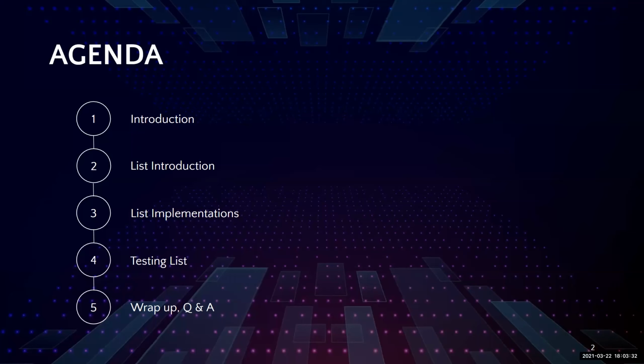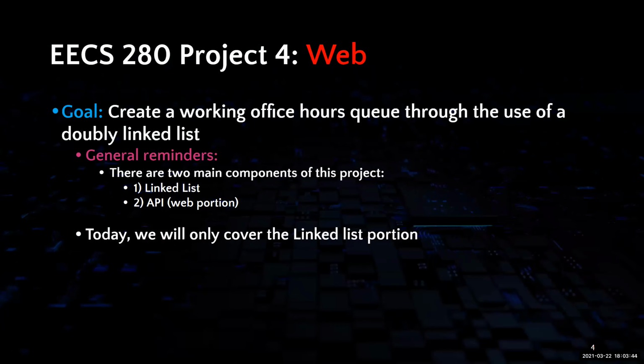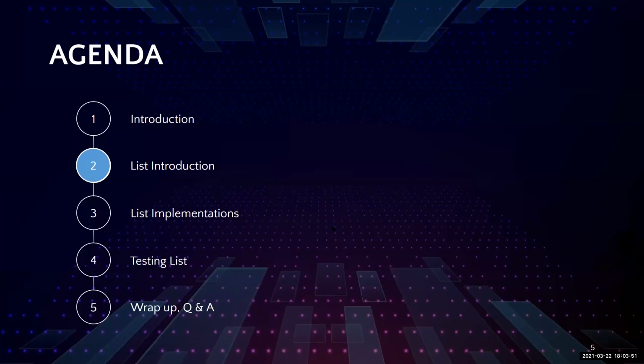By the way, we won't be covering the API portion today because this project is pretty dense. Today we're going to focus exclusively on the linked list part, which is half the project. So let's get started. The goal of this project is to create an office hours queue, but the first thing we want to do is work on our linked list portion. So let's go over what a linked list actually is.